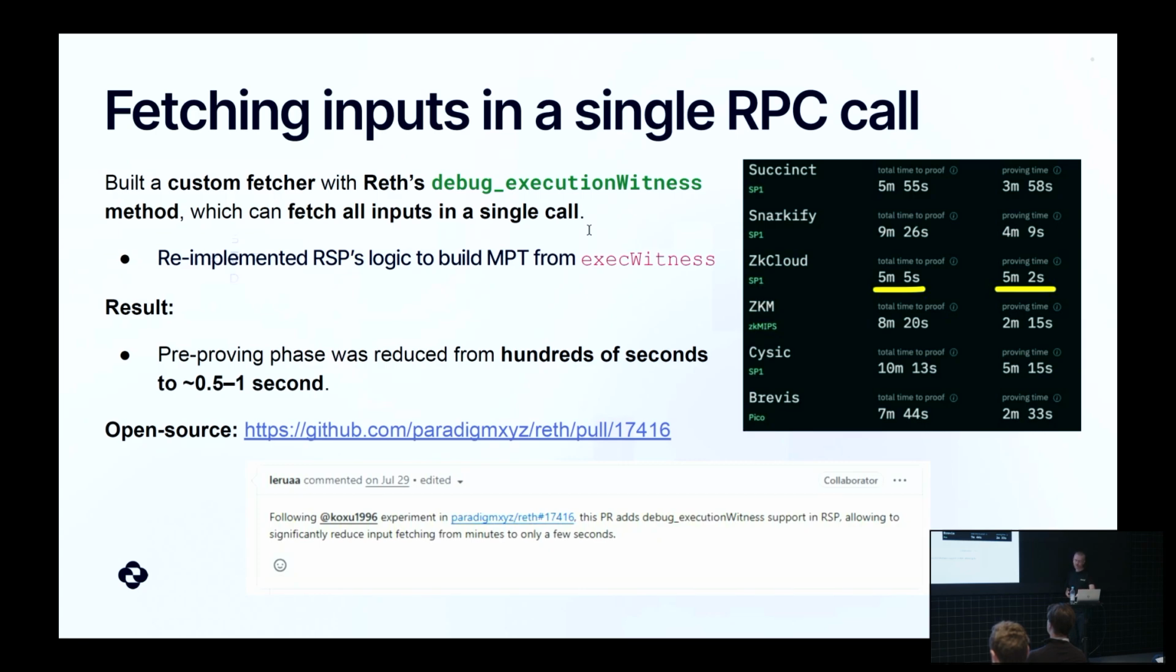If you check the screenshot here, you can see that we are not the fastest in the proving time. On the other hand, we are way faster than everybody else on the total time to deliver a proof. The reason is that everybody else spends 5, 6, 7 minutes. I think even Succinct, who is the fastest in proving, spends almost 2 minutes on the pre-proving phase. This is what we've reached with debug execution witness.